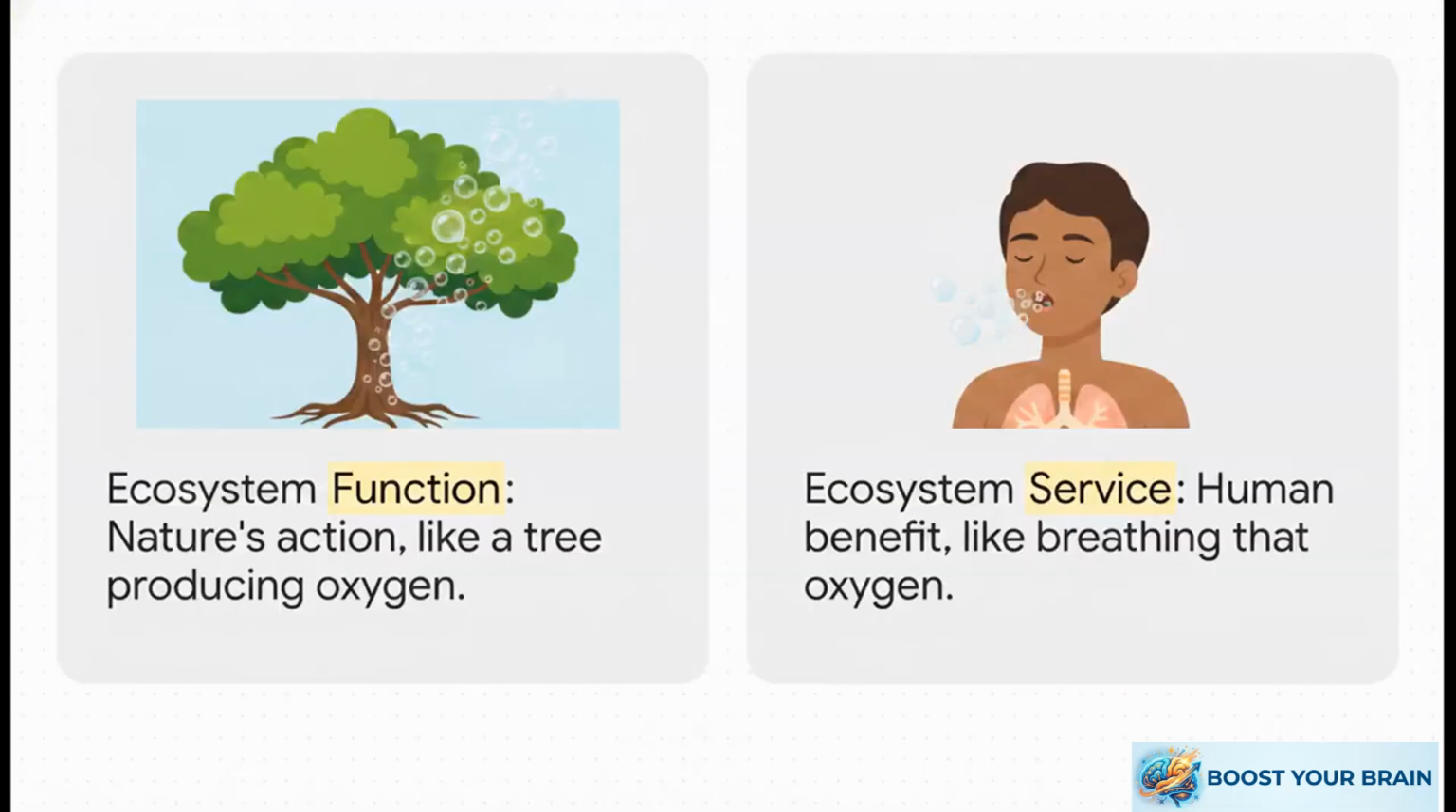This next nuance is absolutely vital for truly understanding environmental science. Let's break down the difference between an ecosystem function and an ecosystem service. An ecosystem function is nature's inherent action. It's that automatic behind-the-scenes job it does, like a wetland naturally absorbing excess floodwater, or a tree naturally producing oxygen. But an ecosystem service, that is the direct human benefit we get from that function.